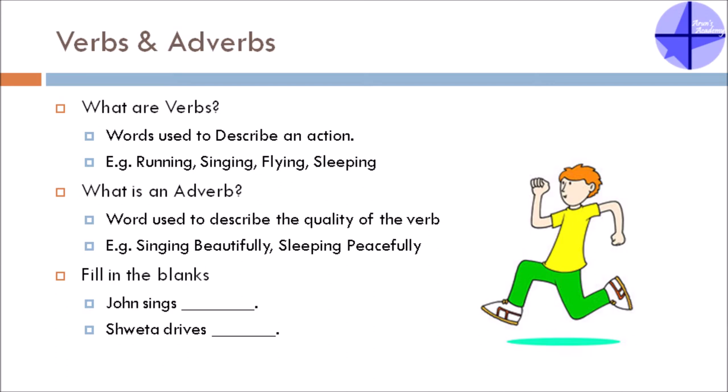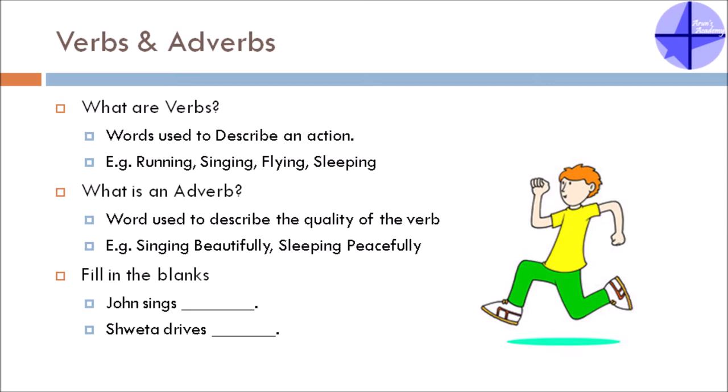Similarly, in the previous session, we saw that pronouns are used instead of nouns. Are adverbs used instead of verbs? No, that's not correct. A word used to describe the quality of the verb is called an adverb. So it's adding a quality to a verb, and that is why it's called an adverb. How do you add qualities to running? Can we add a quality to running? What are qualities? We always talk about qualities, right? Quality of goods, quality of things, quality of a product. So we say it's good, this is bad, it is spoiled, it is beautiful.